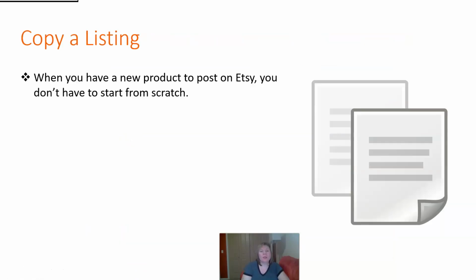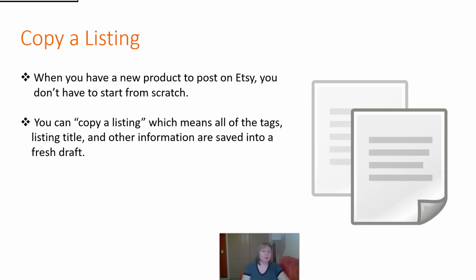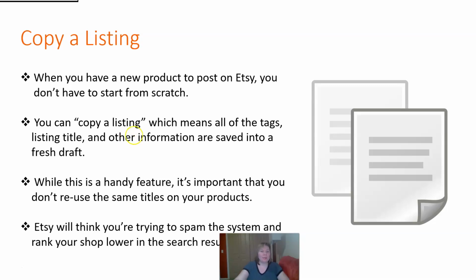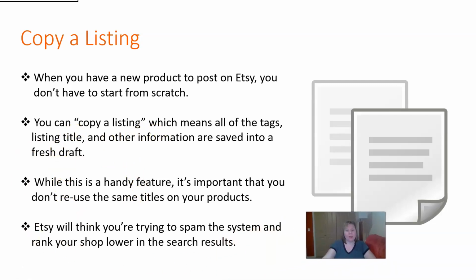So when you have a new product you're going to post on Etsy, you don't have to start from scratch. You can copy a listing, which means all of the tags, listing title, and other information are saved into a fresh draft, which makes it super fast and easy. But that also means you want to make sure that you don't reuse the same titles on your products. It's just a starting point. You still need to make your modifications. If you're using the same titles on all your products, Etsy will think that's spam and they will not be happy about that. So don't do that.